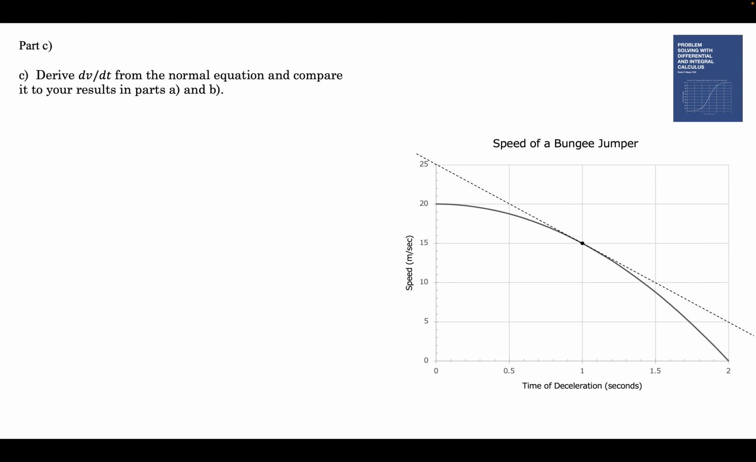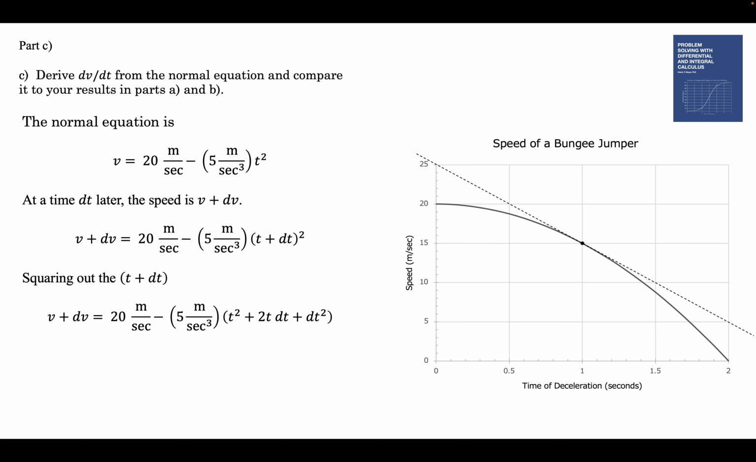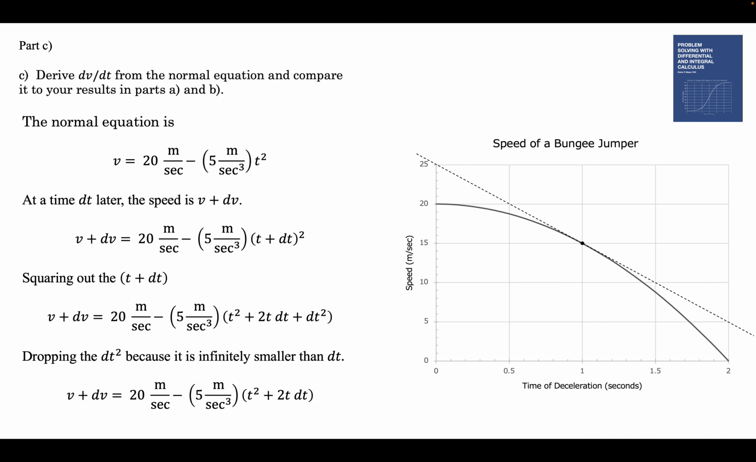Part C, now we're going to get the exact answer, dv dt, by taking the derivative. Here's the normal equation. At some time dt later, the speed is v plus dv. So we substitute those in. We want to get dv, so we're going to square out the t plus dt. We can throw out the dt squared term. It's infinitely smaller than dt. Now we have that.